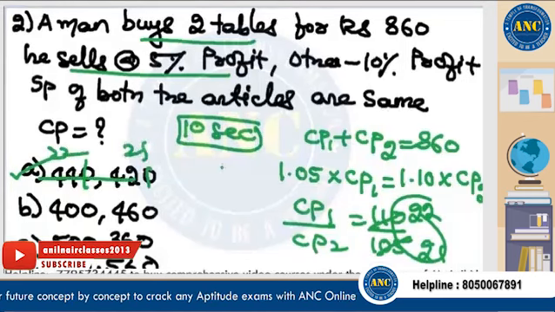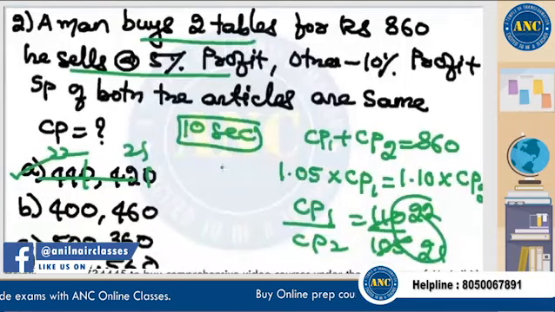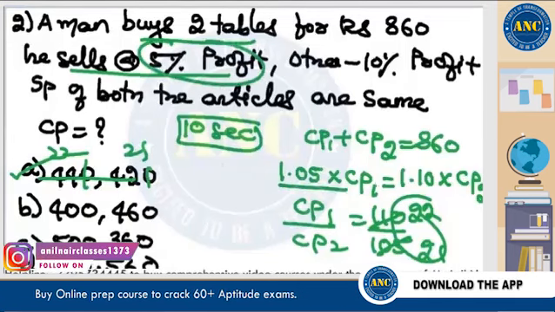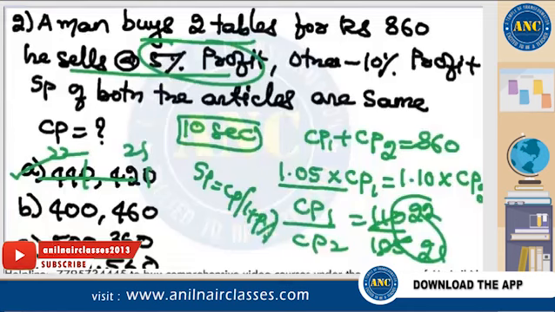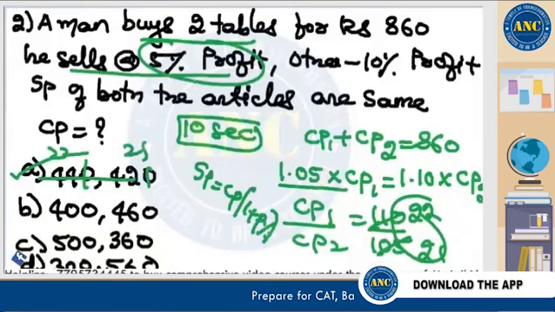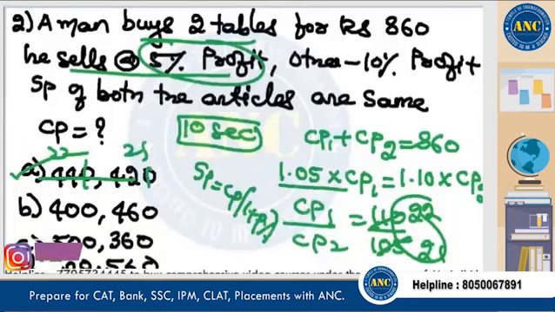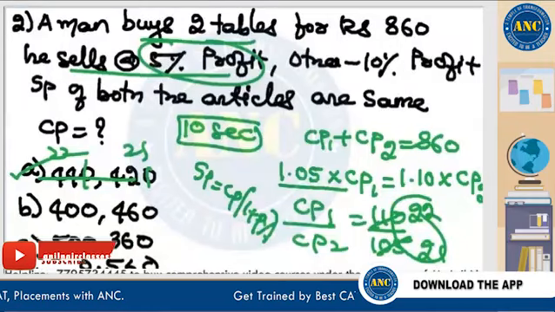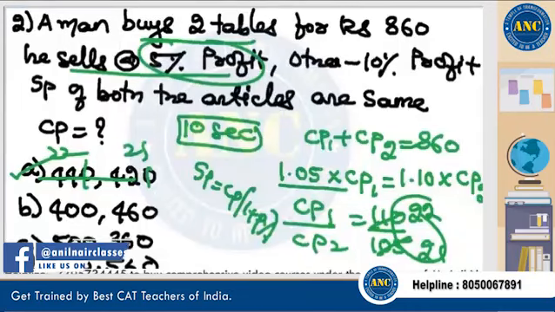Such an easy question, if you know the logic. CP1 plus CP2 is 860, sells at 5% profit, so 1.05 into CP1, because selling price is cost price into 1 plus profit percentage. 1 plus 5% is 1.05. 1.05 into CP1 is 1.10 into CP2. So CP1 by CP2 will be 22:21. So the only option is 22:21. Finish. Second one, think without ink approach.